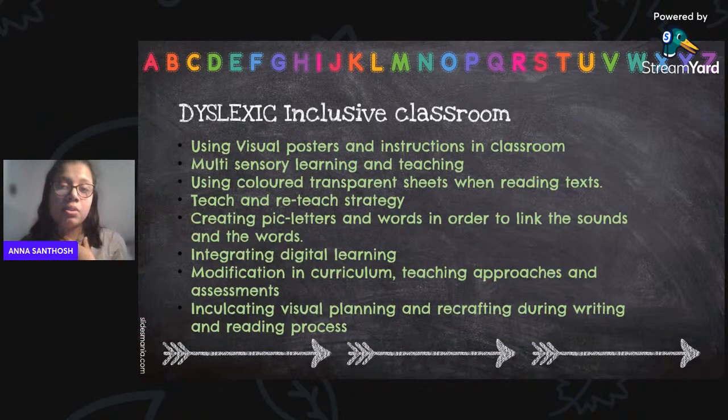So, the dyslexic inclusive classroom, you can see this one here. I'm so sorry because I'm explaining a lot here. I just wanted to communicate more. I know that we are running out of time.